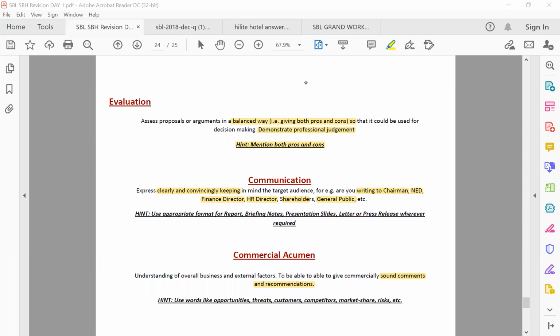For example, business acumen says that we are talking about the overall business environment. You will not only be talking about the financial side of the company, rather you will be seeing the overall business environment. As I have told you before as well, for example, if the financial statement of the company is going into losses, should we continue with it?